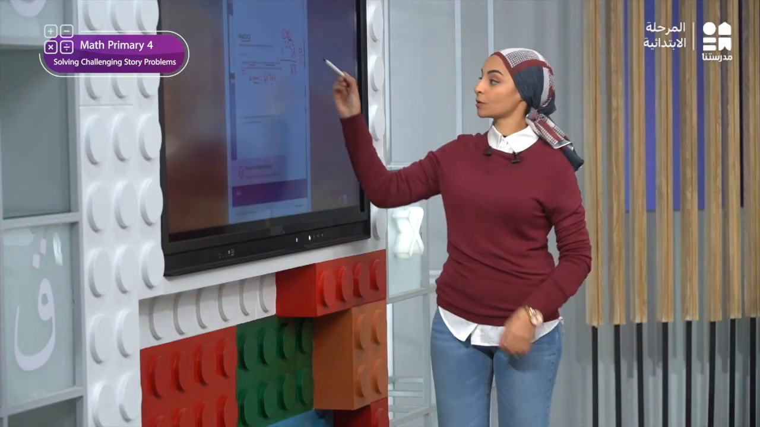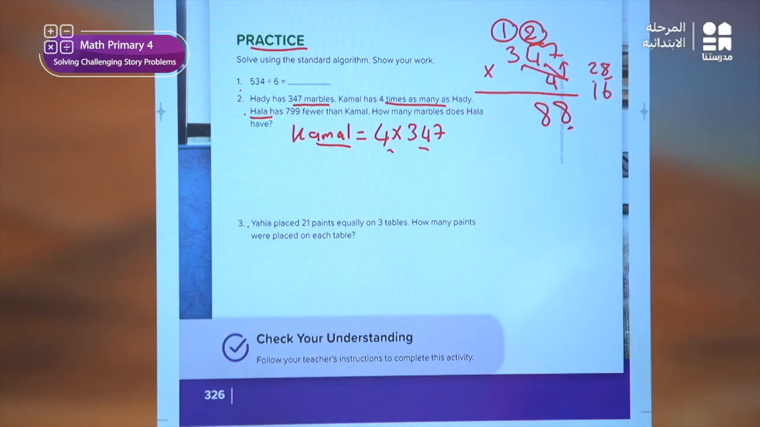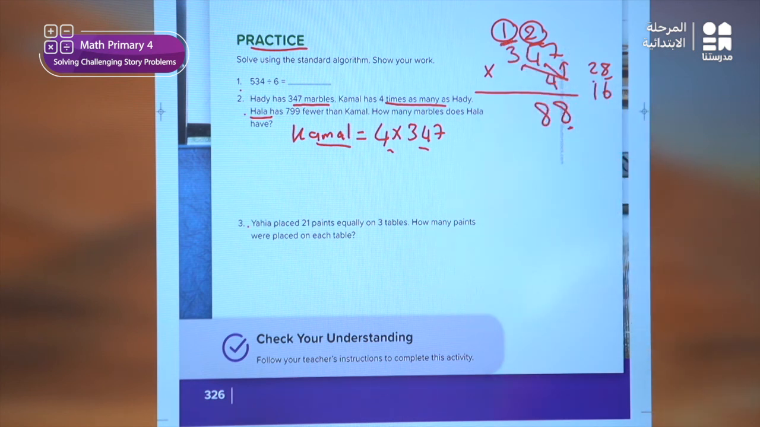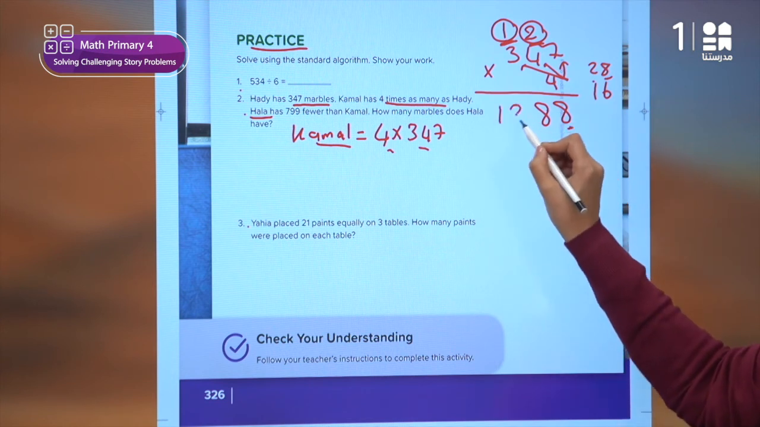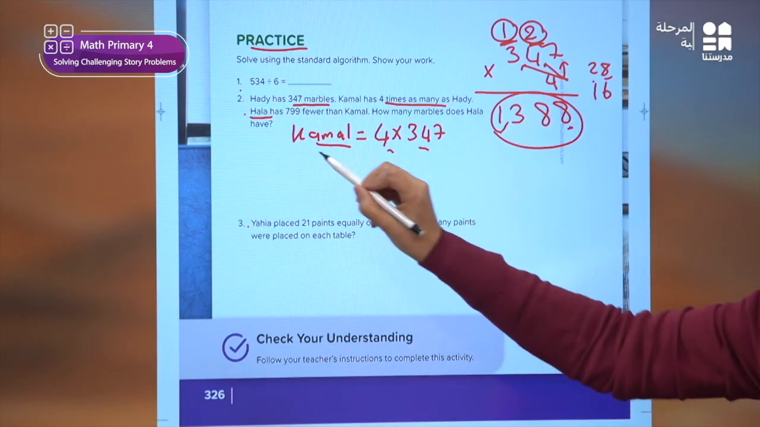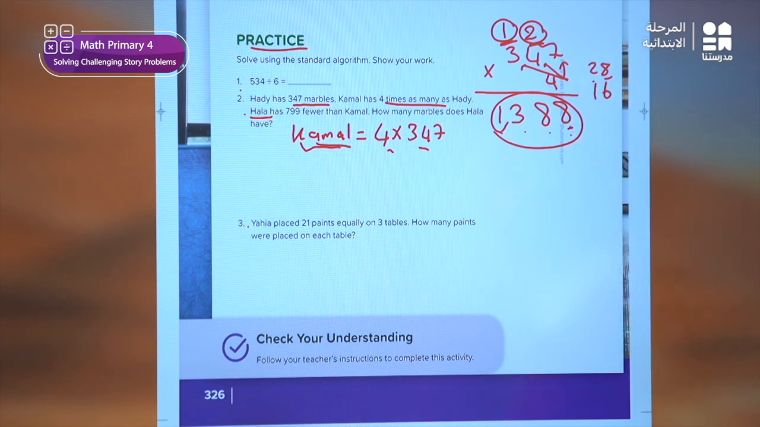Then I will move to the 100. I'll multiply 4 times 3. 4 times 3 equals what? 12. And don't forget to add the 1. So 12 plus 1 gives me 13. I will write it here in this place. So the answer is 1388. So Kamal has 1388 marbles, right?